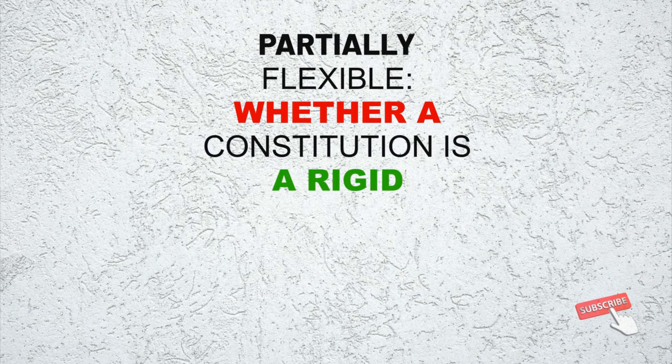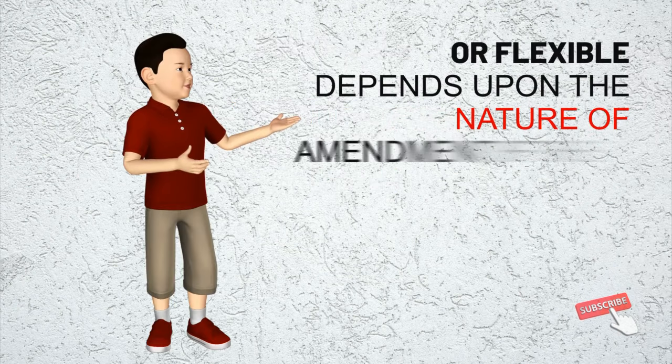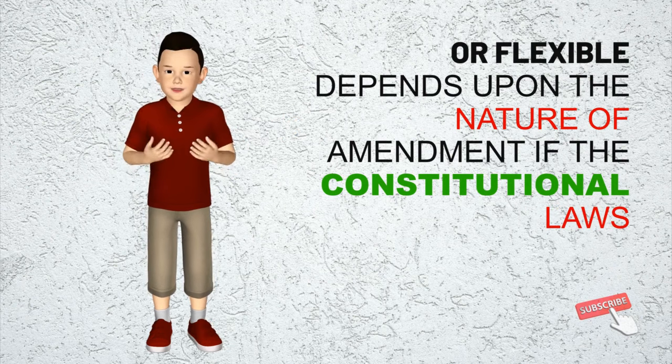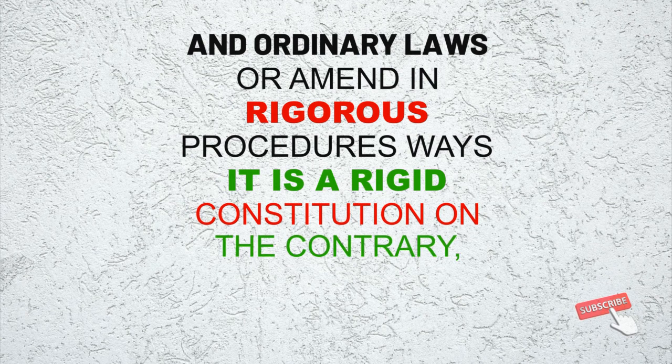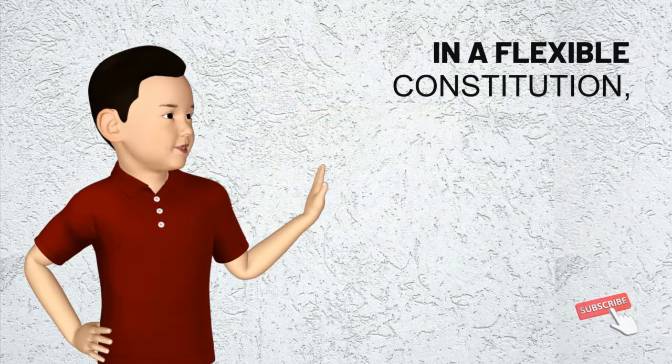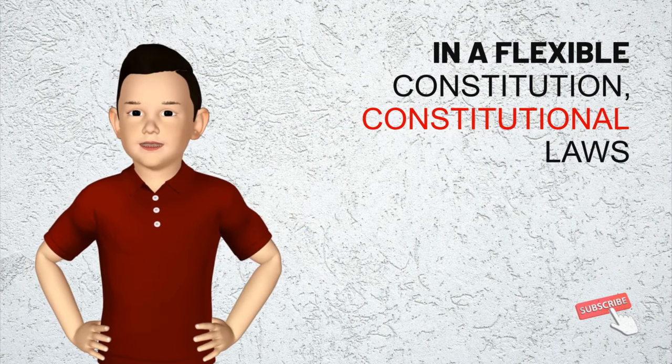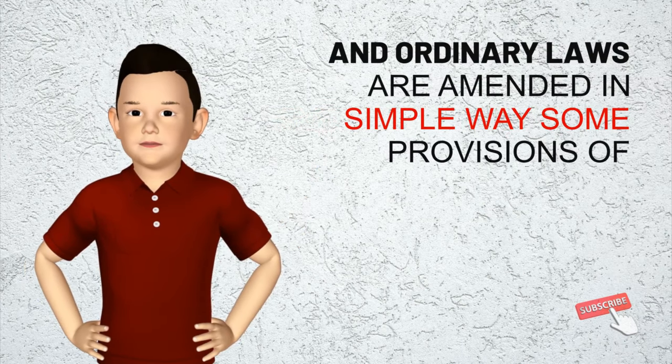Whether a constitution is rigid or flexible depends upon the nature of amendment. If the constitutional laws and ordinary laws are amended in rigorous procedures, it is a rigid constitution. On the contrary, in a flexible constitution, constitutional laws and ordinary laws are amended in simple ways.